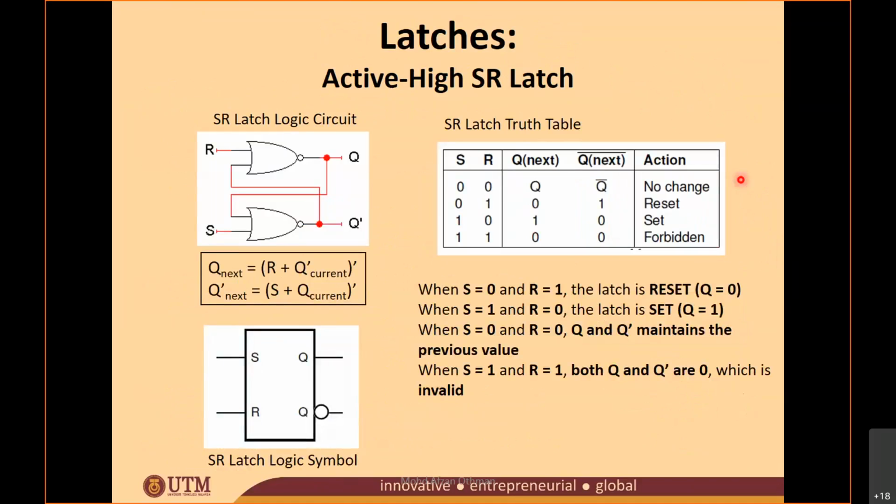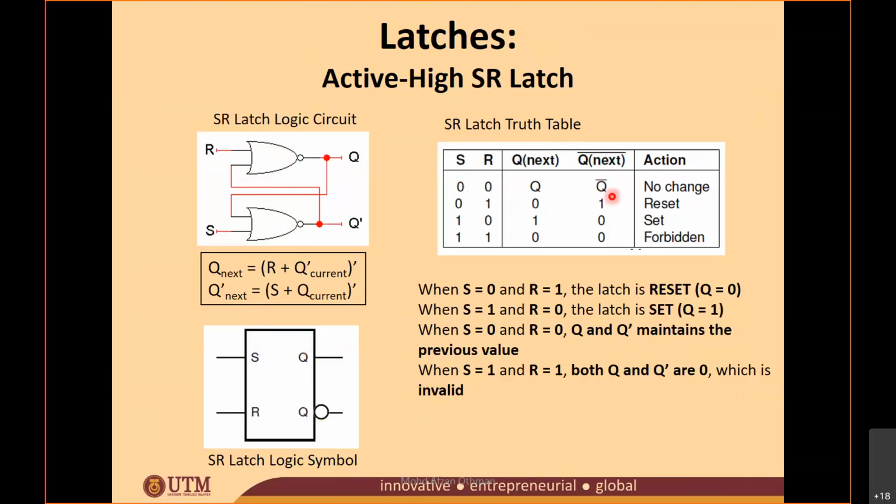Okay, so this is a summary. This is the logic circuit for your active high SR latch, where this active high SR latch is produced by using a cross-coupled NOR gate. And then this is the equation. This is the SR latch logic symbol. You have an input S, input R, output Q, and output Q bar.